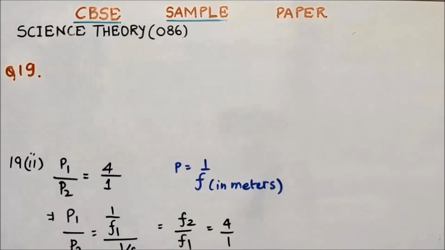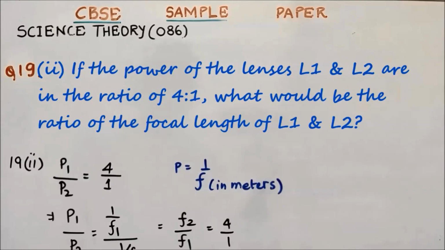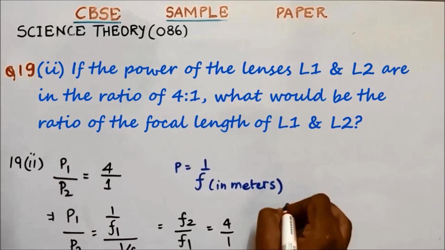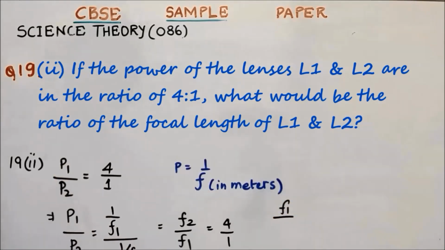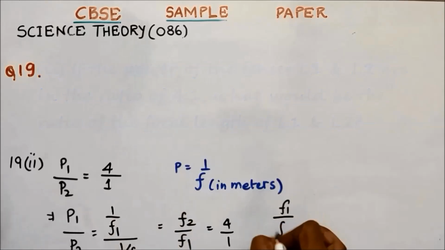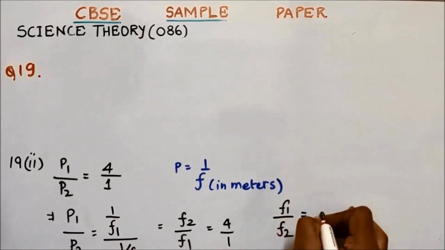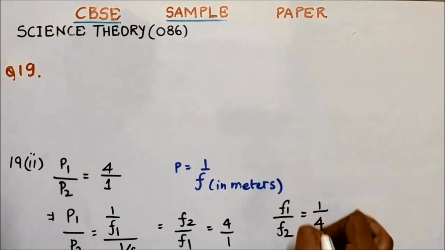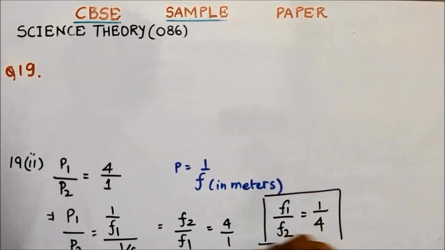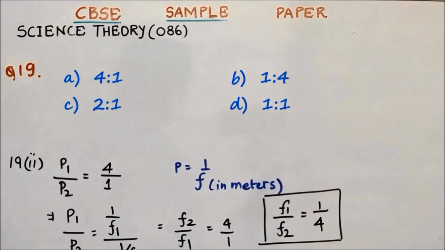And what is required in the question? Be careful there. What is being asked? The ratio of the focal length of L1 and L2. So the numerator will be F1 for the lens L1, and the denominator will be F2 for L2. So what would be the ratio? 1 by 4. Just be careful while marking the answer. Read the question twice. So the answer would be 1:4, option B.